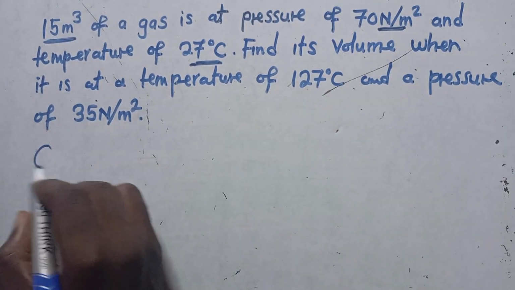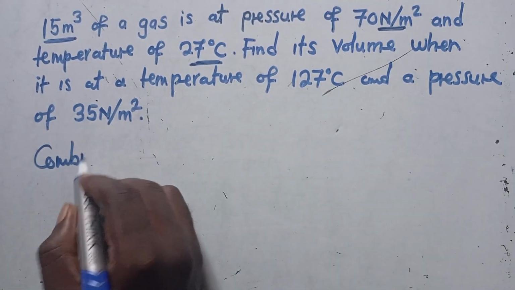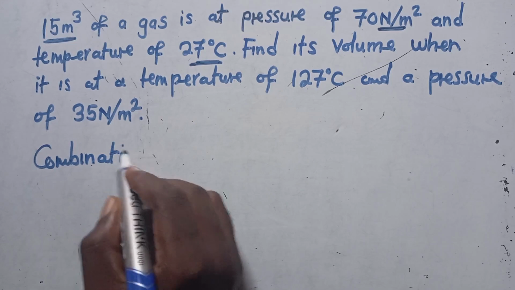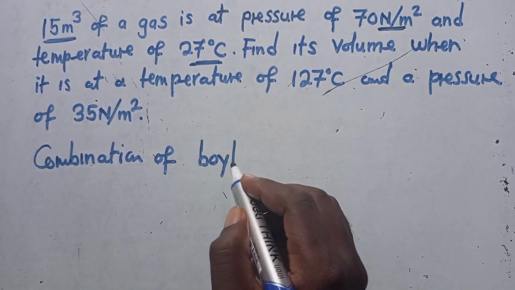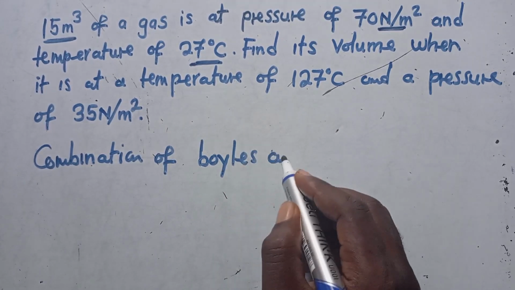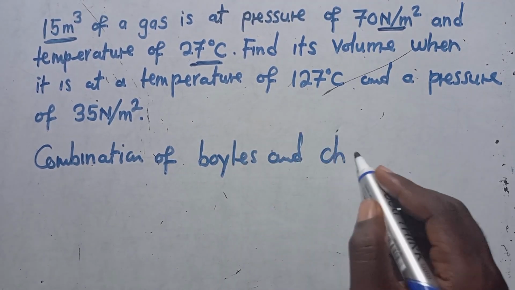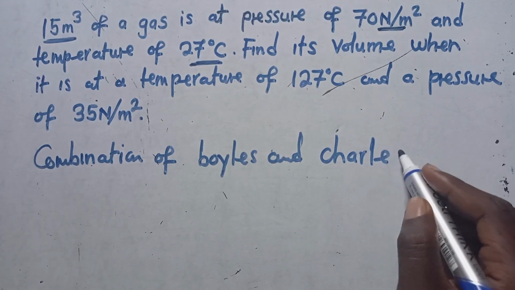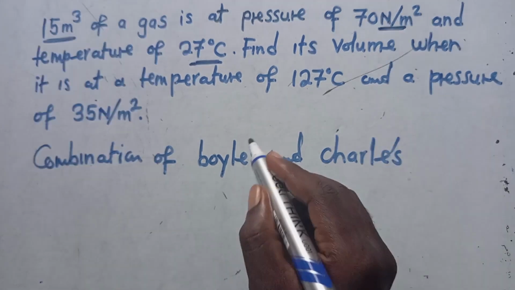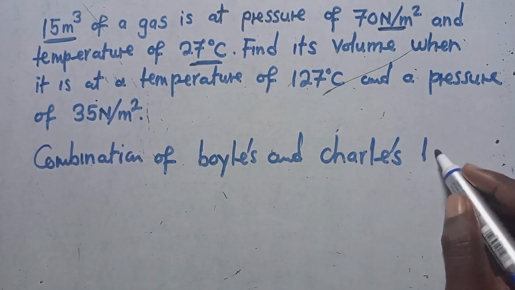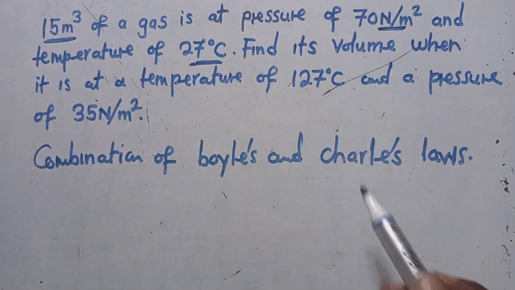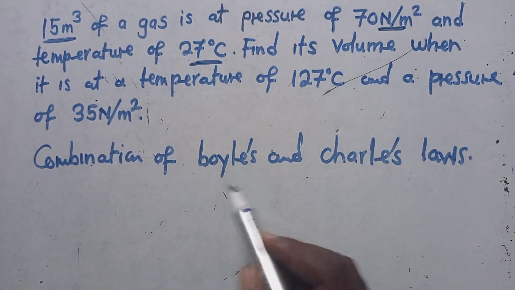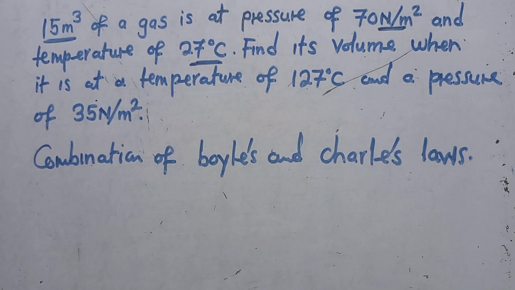this is a combination of Boyle's law and Charles' law. So this is what you are supposed to know. Whenever these three are given, just know that it's a combination of Boyle's law and Charles' law.